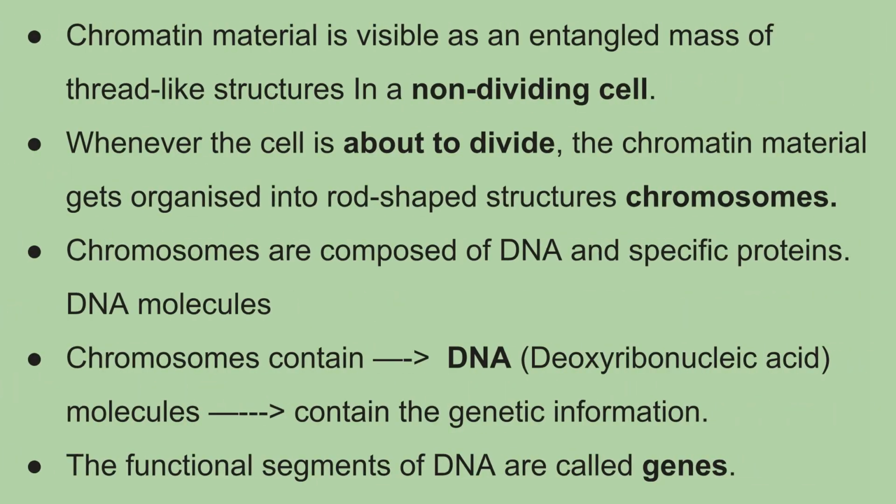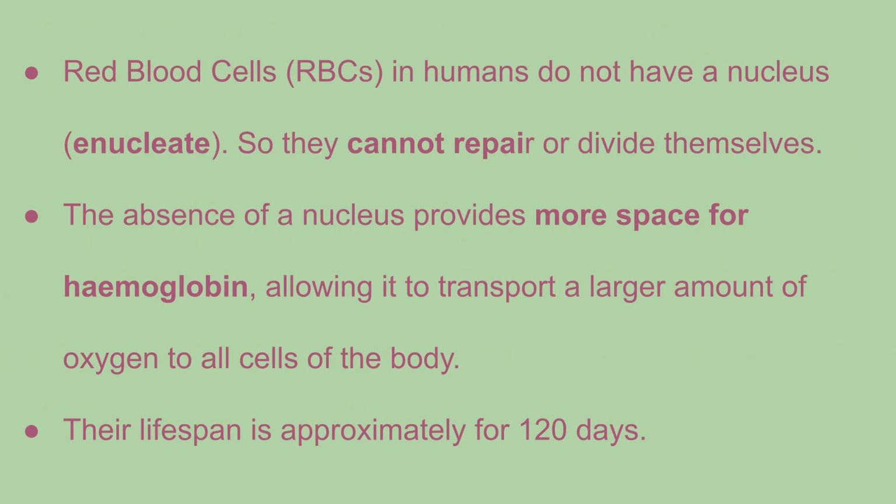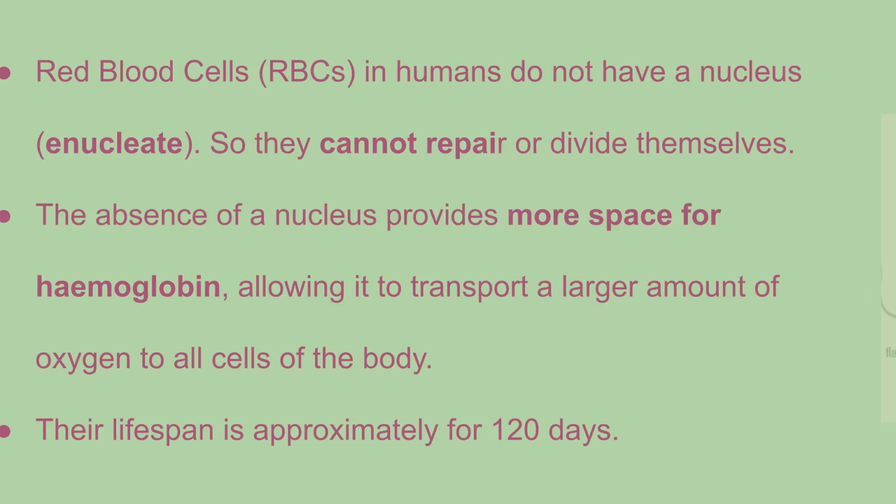Chromatin material forms chromosomes when a cell is about to divide. Chromosomes are composed of DNA and specific proteins. Functional segments of DNA containing genetic information are called genes. Red blood cells, or RBCs, in humans are enucleate, meaning they lack a nucleus. This absence provides more space for hemoglobin, allowing them to transport a larger amount of oxygen. Their lifespan is about 120 days.